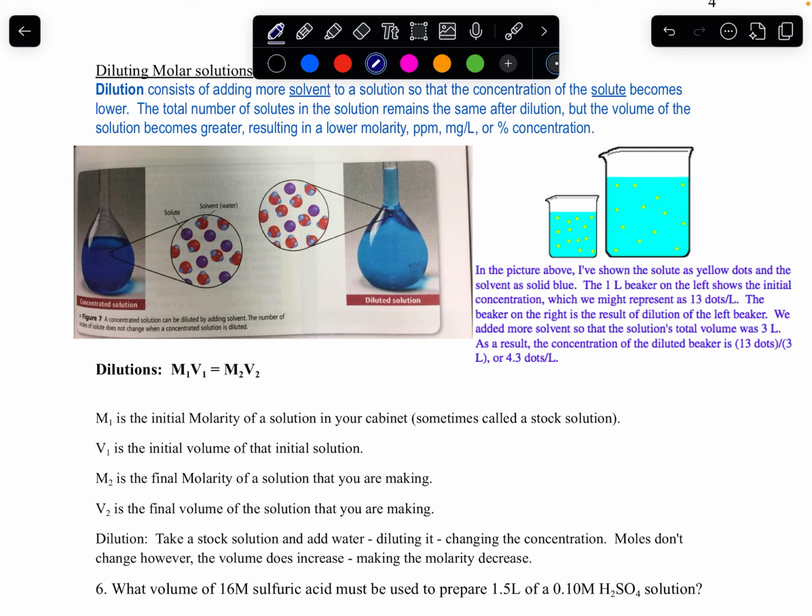All right, and welcome back, chemistry students. So today we are going to continue talking about our solutions, and we're going to talk about making diluted solutions.